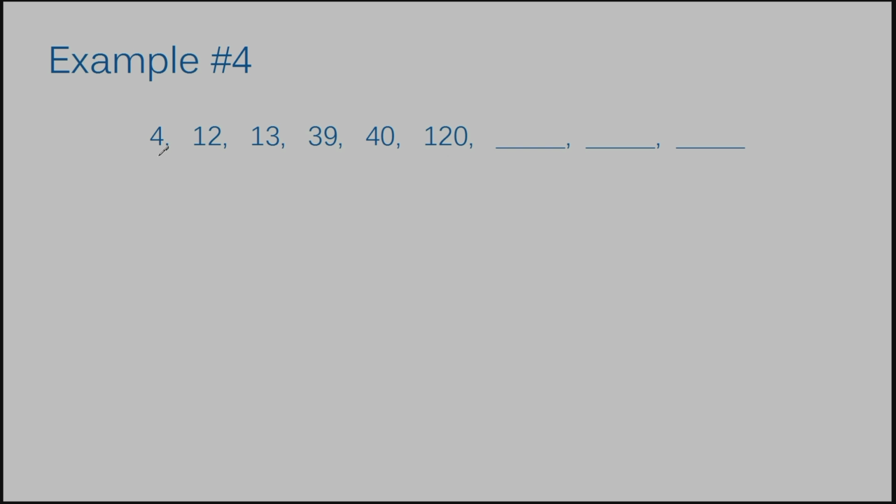Let's see. They go from 4 to 12. What can we do? Let's first start with our loop. This could be 4 plus 8. That would give me 12. It could also be 4 times 3. That could give me 12. So we're just going to have to guess one.